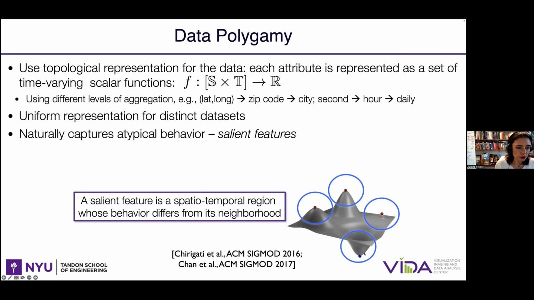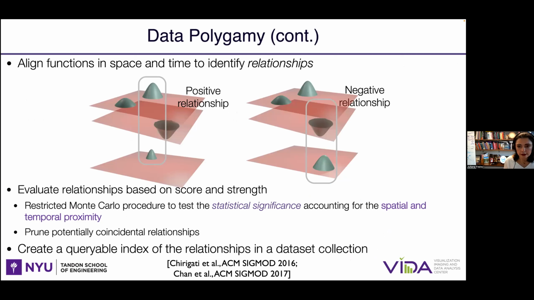Once you have these features, in order to derive the relationships, what you can do is align the functions in space and time. You can think of this as doing a spatial temporal join, right? Two data sets or two attributes are going to be related if their salient features overlap in space and time. So you can have positive relationships when you have peaks that overlap, or negative relationships when a peak overlaps with a valley. This is analogous to positive and negative correlation.